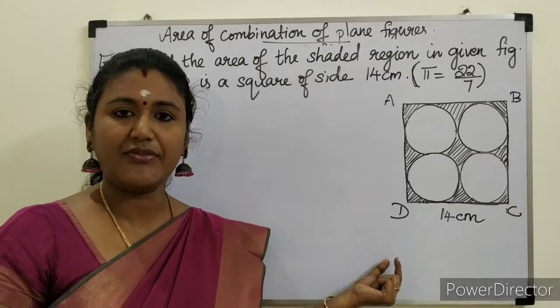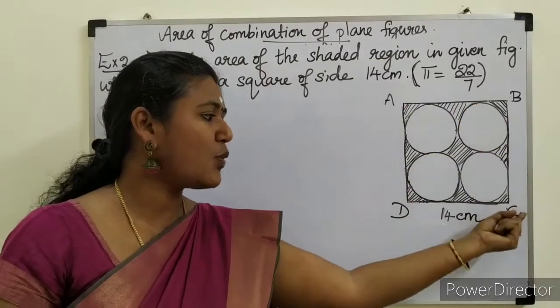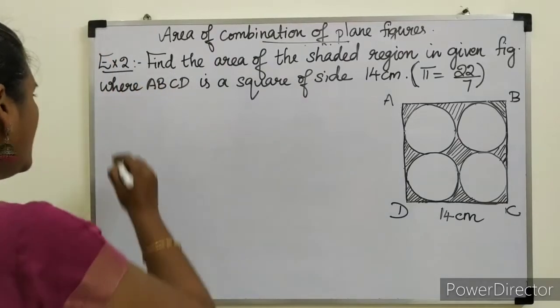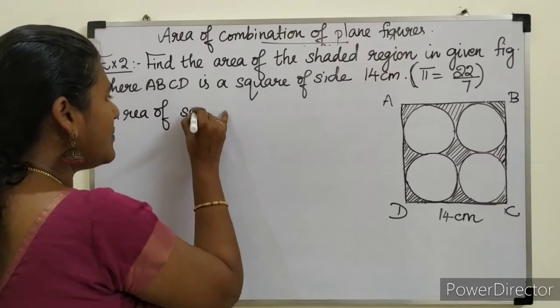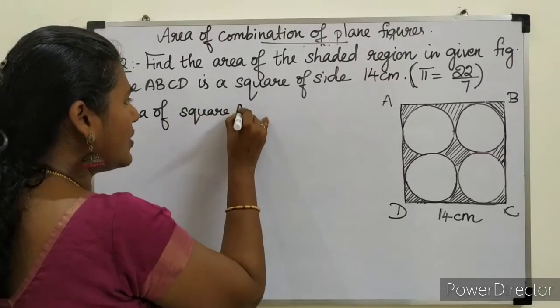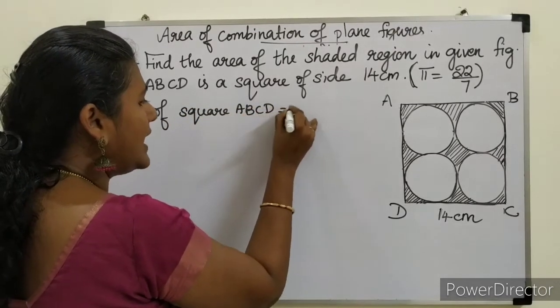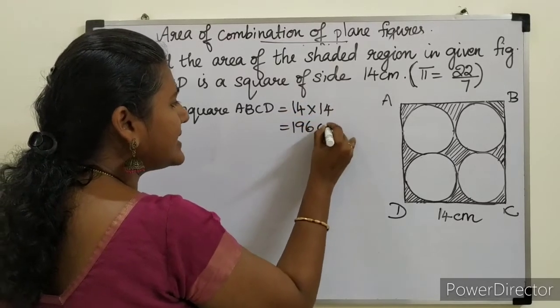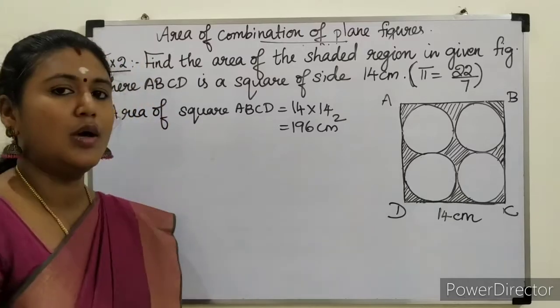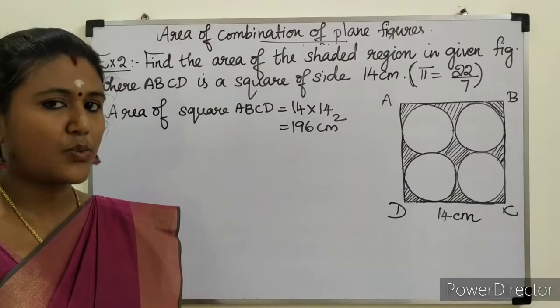So first we will find the area of square ABCD. Area of square ABCD is equal to, you know the formula, side into side, that is 14 into 14, which is equal to 196 centimeter square. So we got the area of the square now.